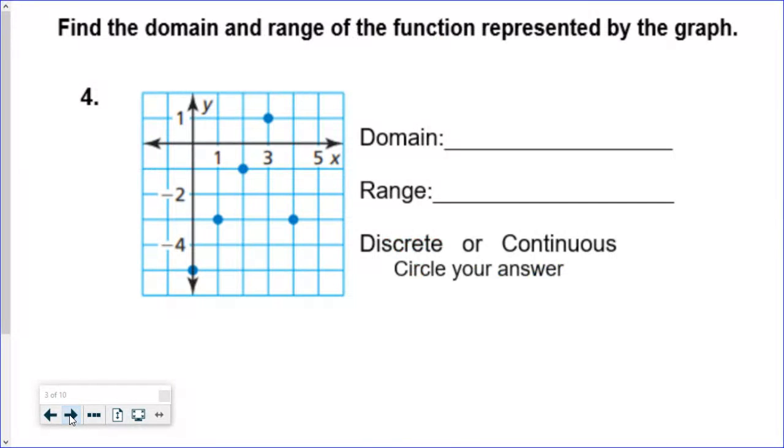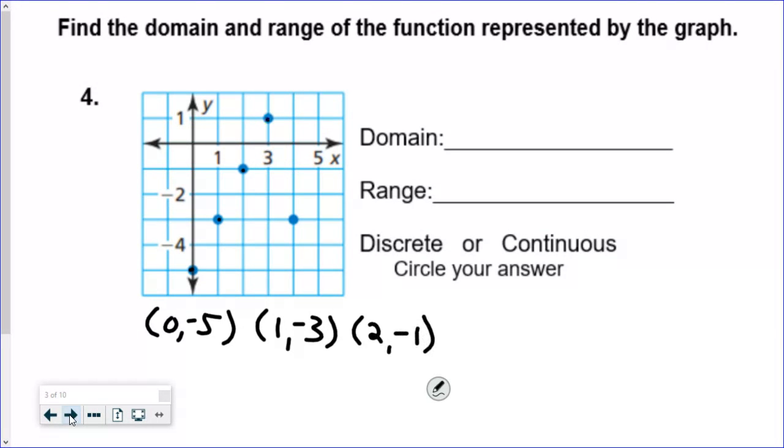Okay, now here's what you should do for these. We're going to write out the 5 ordered pairs. This one here is 0, -5. This one here is 1, -3. This one here is 2, -1. This one here is 3, 1. And this one here is 4, -3.